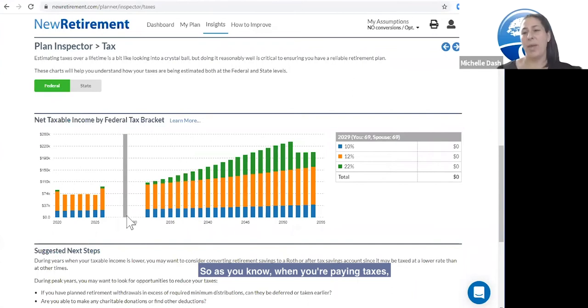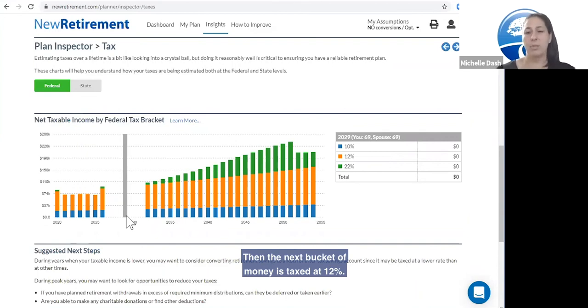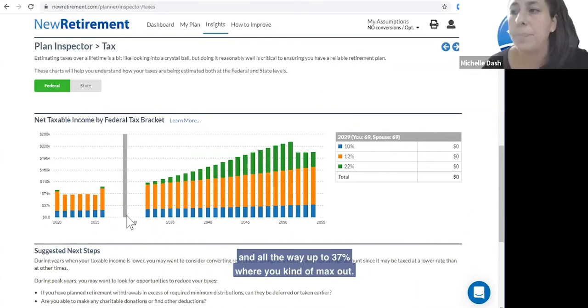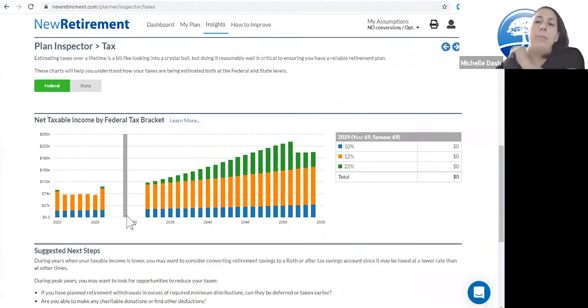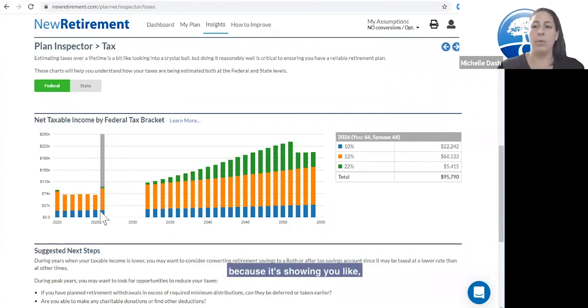So as you know, when you pay taxes, a lot of times people throw around the term marginal tax rate, but really what that means is it's the average of the different tax brackets that you're being taxed at. So everybody hits the first threshold and they're taxed at 10%. Then the next bucket of money is taxed at 12%, and then the next bucket at 22%, and all the way up to 37% where you kind of max out. So this is a really neat chart because it's showing you what percentage of your money you are paying at each tax bracket. And you can see in this example that at least during the working years, they're really staying within that 10 to 12% tax bracket.